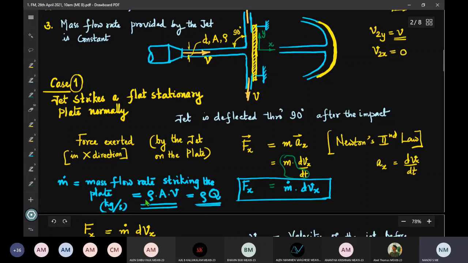So rho into area into velocity. Assume that the absolute velocity of the jet is V and the area of cross section is A. Density of the jet is rho. So mass flow rate will be rho into area into velocity. And what is this area into velocity? Area into average velocity of flow. We know that is volume flow rate, Q.